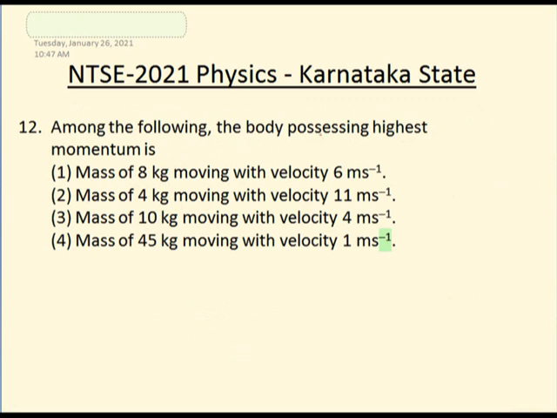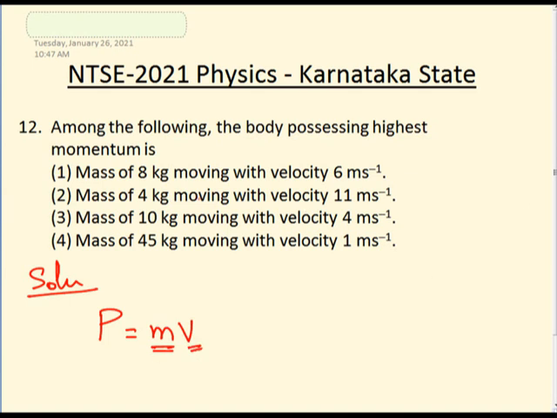Here it says, among the following the body possessing highest momentum is. Okay, so this is a simple question, students. You will have to find out the momentum in each case and tell me the answer, right? So what is the formula for momentum? P is equal to m into v, where m is the mass of the object and v is the velocity.